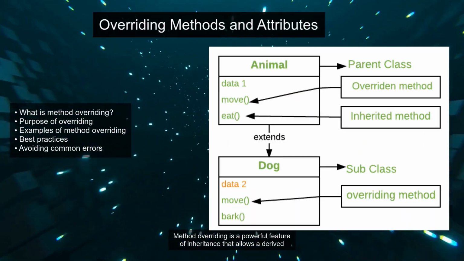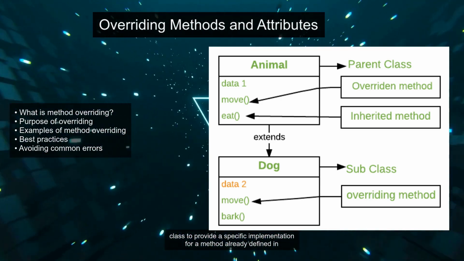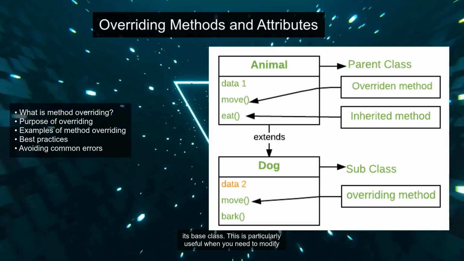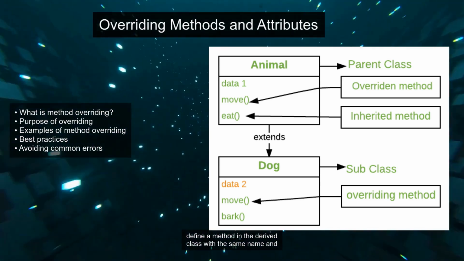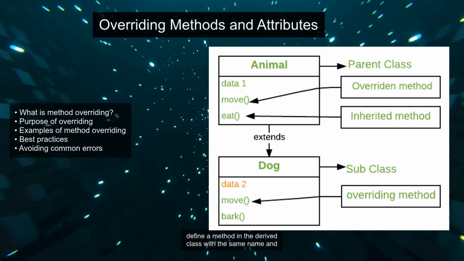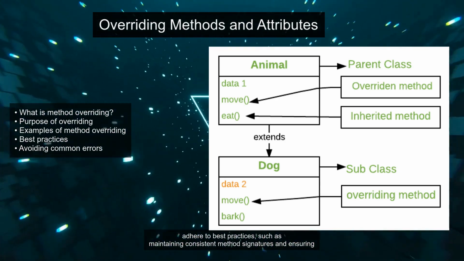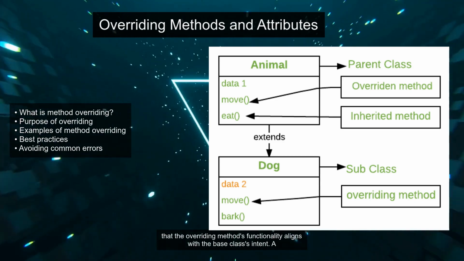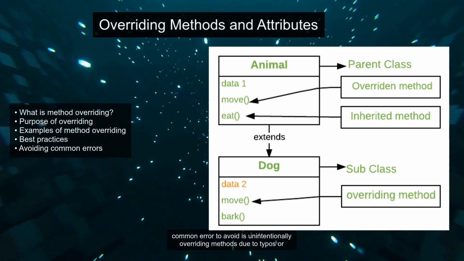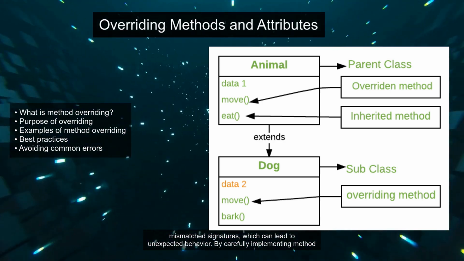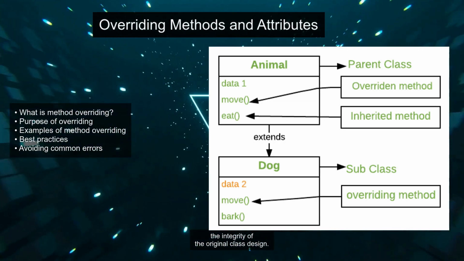Method overriding is a powerful feature of inheritance that allows a derived class to provide a specific implementation for a method already defined in its base class. This is particularly useful when you need to modify or enhance the behavior of inherited methods. To override a method, simply define a method in the derived class with the same name and signature as the one in the base class. However, it's important to adhere to best practices, such as maintaining consistent method signatures and ensuring that the overriding method's functionality aligns with the base class's intent. A common error to avoid is unintentionally overriding methods due to typos or mismatched signatures, which can lead to unexpected behavior. By carefully implementing method overriding, you can tailor class functionality to meet specific requirements while preserving the integrity of the original class design.